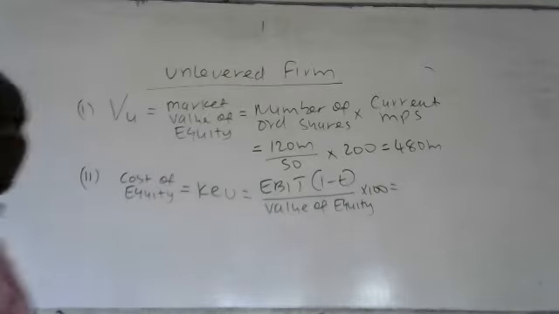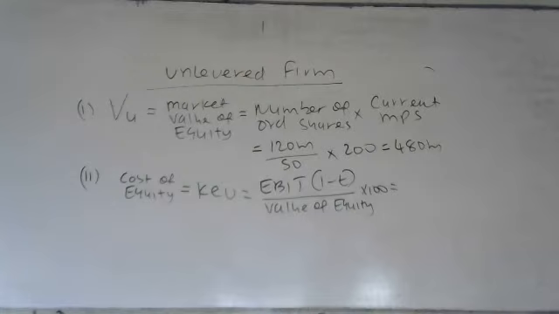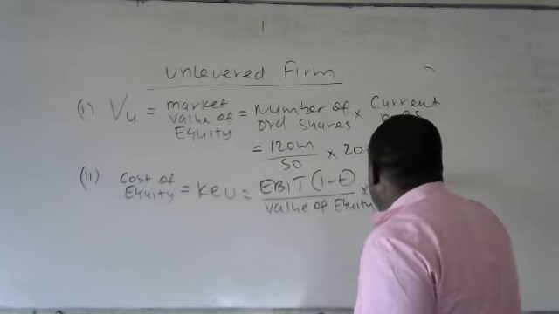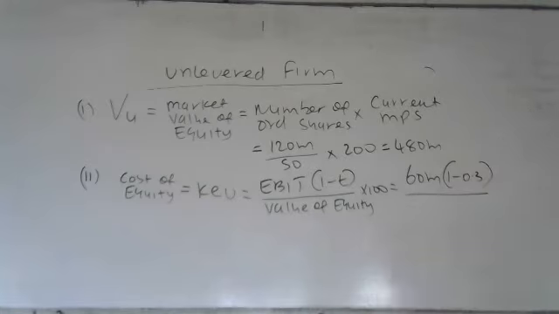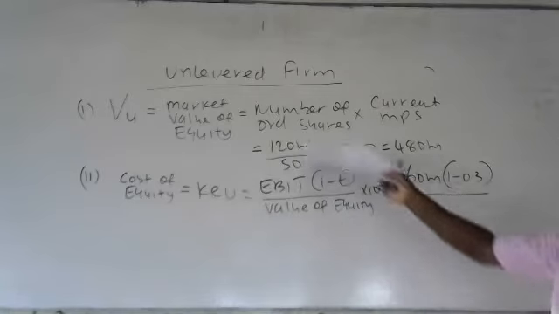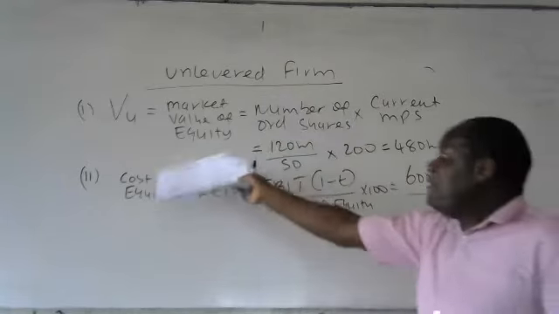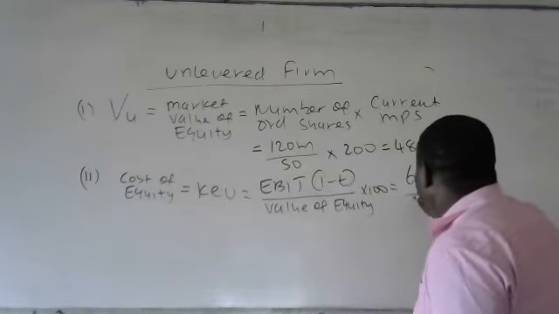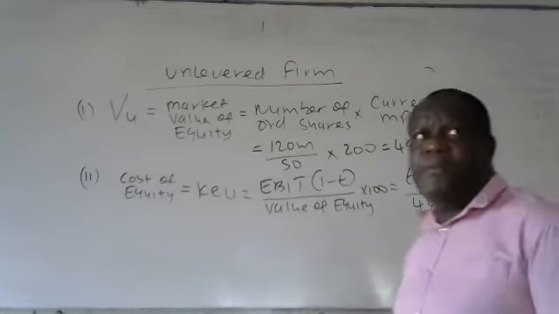So what are we given in the question as the earnings before interest and tax? They gave you in note number 1 as 60 millions. The corporate tax is 30%. Then the value of equity is the same as the value of the farm, because when the farm is unlevered, the value of the farm is the same as the market value of equity. That means you divide by 480 millions. Then express it as a percentage.